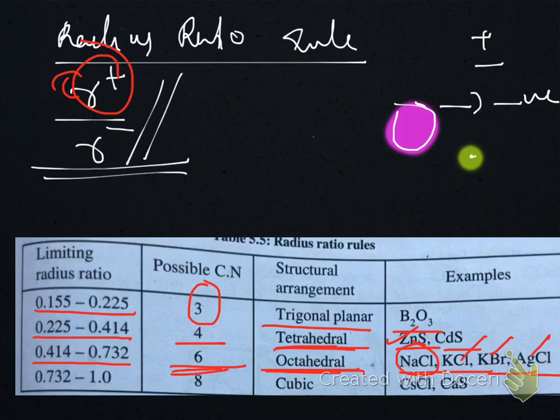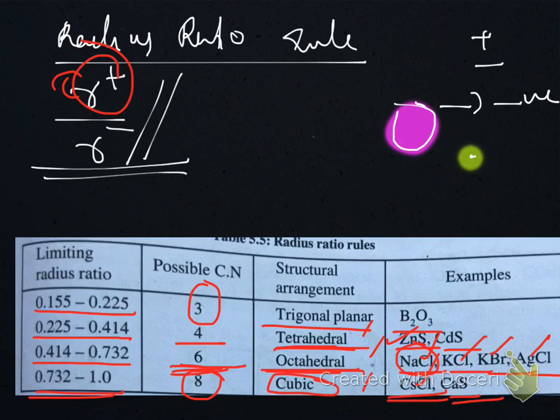If the cation again becomes bigger, then the ratio increases to 0.7 up to 1. 1 means cation and anion are the same size. Then a higher coordination number of 8 is possible. That is possible in BCC arrangement, which is also known as cubic arrangement. Cesium chloride and calcium sulfide are examples. This structure is also known as cesium chloride structure. So arrangement is zinc blende or rock salt or cesium chloride, otherwise tetrahedral, octahedral or cubic.